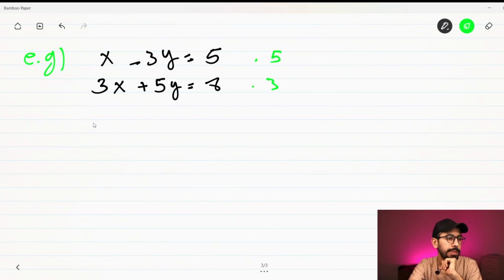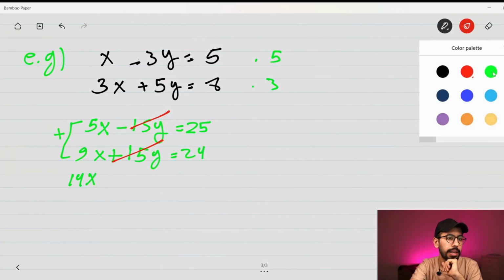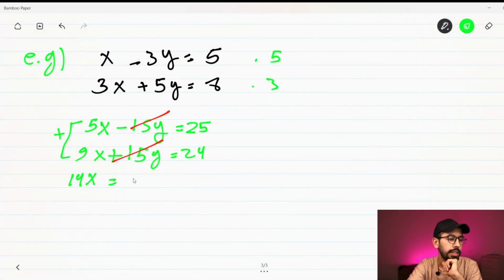The result will be two equations. The first one will be 5x minus 15y equals 25, and the second equation will be 9x plus 15y equals 24. Now we can add these two together. 5x plus 9x is 14x. This 15 here will cancel this 15 here, and we will have 25 plus 24 equals 49.